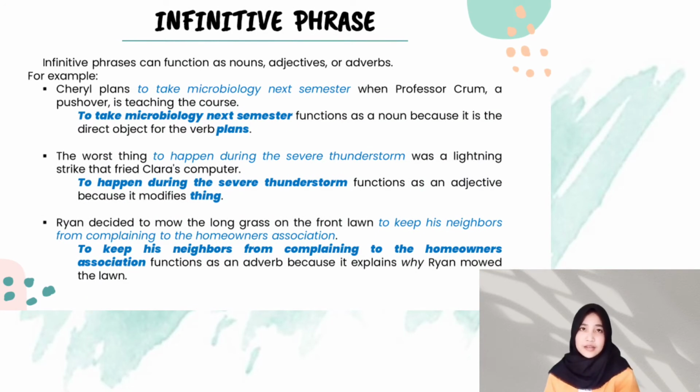Infinitive phrases can function as nouns, adjectives, or adverbs. For example, Cheryl plans to take microbiology next semester when Professor Crumb, a pushover, is teaching the course. To take microbiology next semester functions as a noun because it is the direct object for the verb plans. The worst thing to happen during the severe thunderstorm was a lightning strike that fried Clara's computer. To happen during the severe thunderstorm functions as an adjective because it modifies thing.